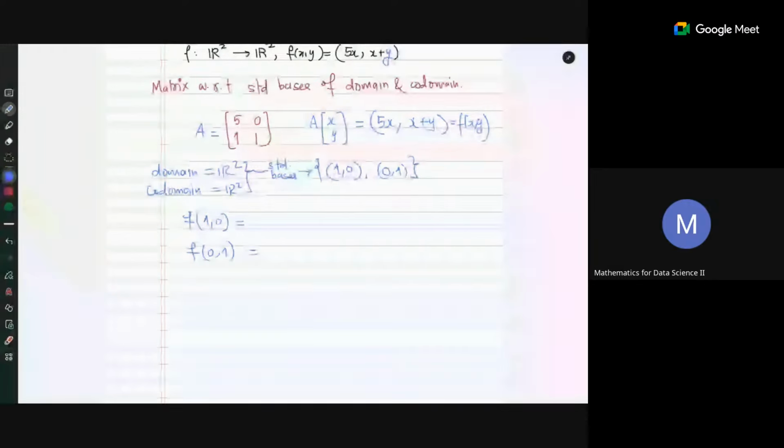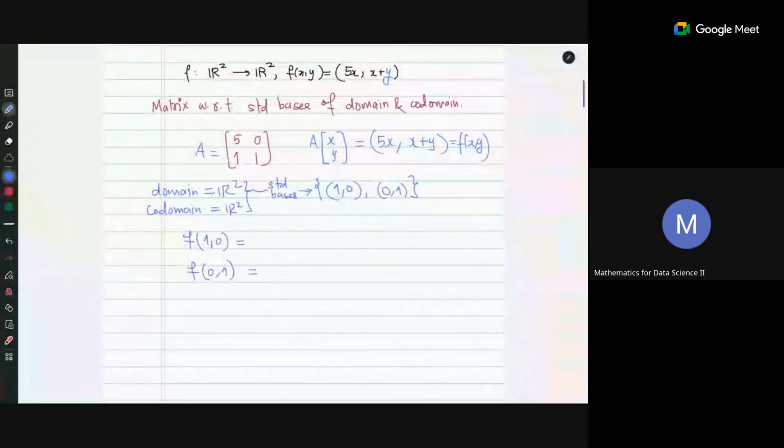Right. Okay. So now let's look at the images of standard basis under the linear transformation. So what is 1, 0? Where does the 1, 0 go? So it will become 5, 1. Right. And where does the 0, 1 go? It goes to 0, 1. Right.